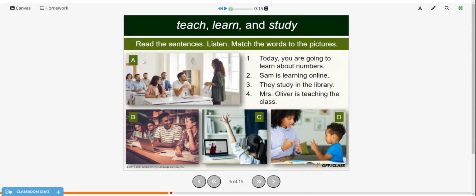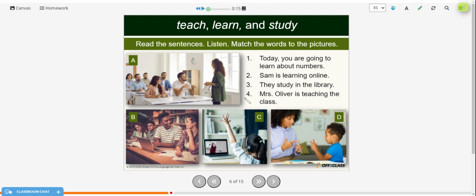All right, now we'll read the sentences and see if you can match the pictures to the sentences. Today, you are going to learn about numbers. Sam is learning online. They study in the library. And Mrs. Oliver is teaching the class. So you can pause the video, try to match these sentences with each picture, and then restart when you're ready to check your answers.